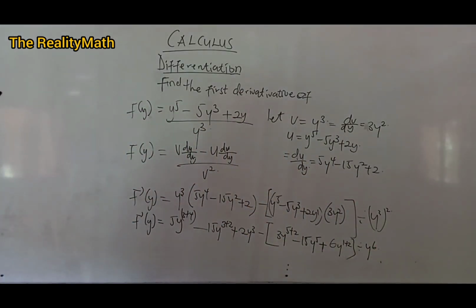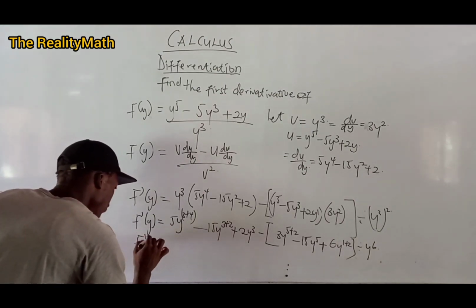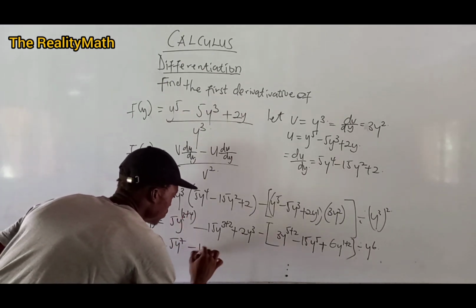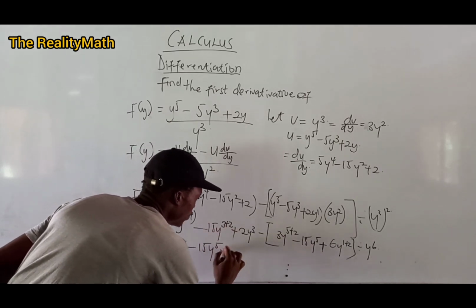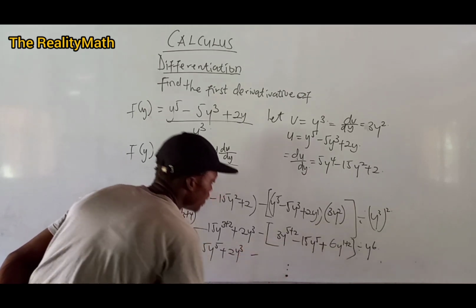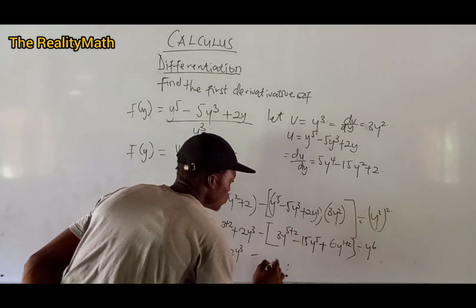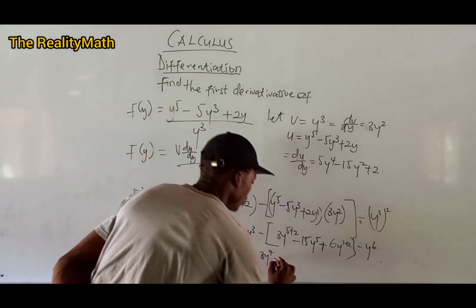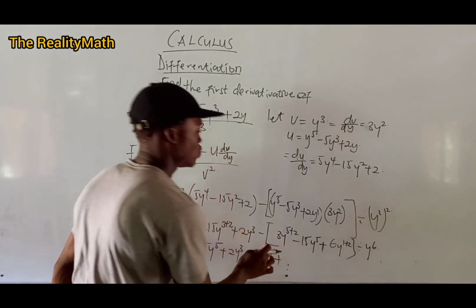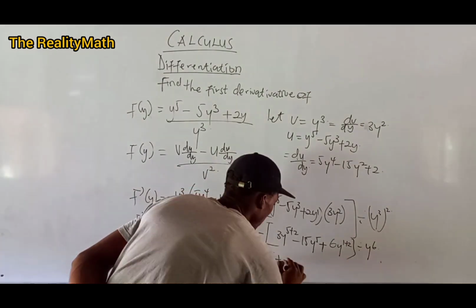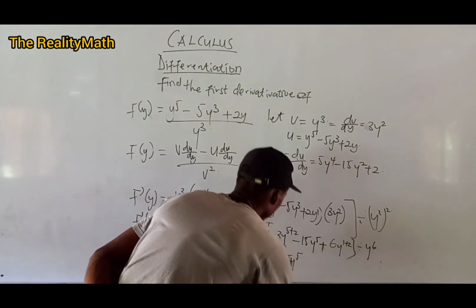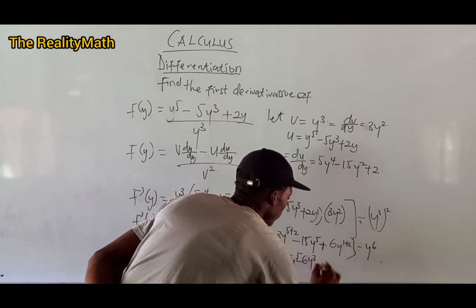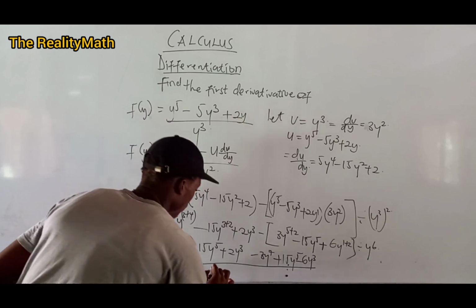All right, we are getting there. Okay, so f prime of y is equal to 5y to the power 7 minus 15y to the power 5 plus 2y to the power 3 minus, now 3y, 5 plus 2 is 7, so this is 3y to the power 7. Now negative times negative is positive, so let's drop it here, positive. So we have 15y to the power 5. Negative times positive is negative, so we have minus 6y, 1 plus 2 is 3, all divided by y to the power 6.